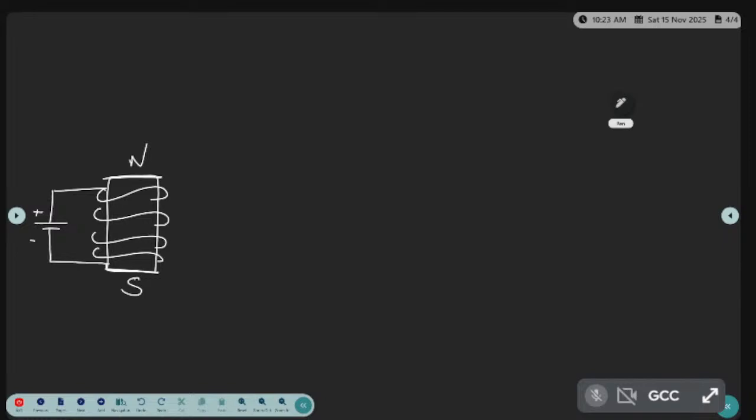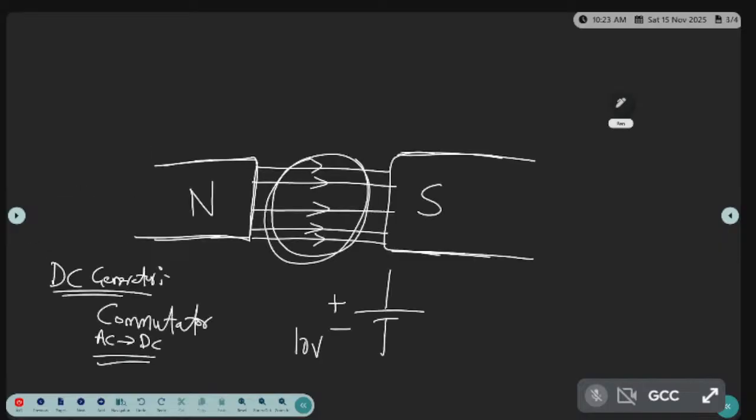Whenever an iron piece is wound with copper wire and DC supply is applied, this iron piece will act as a north pole and south pole. That is the concept. Why? Because I am not having magnets, so I am making magnets. Instead of using magnets, I am making magnets. So for these magnets, I am having conductors which are wound around the north pole and south pole.